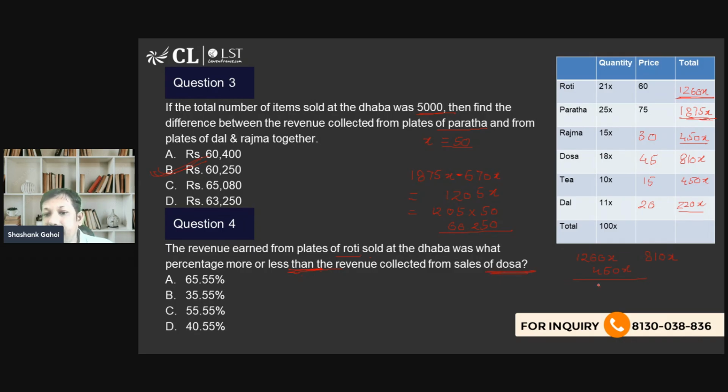So the difference is 450 upon 810x into 100, and that's my revenue difference. So x cancels out, 9 fives are 45, 9 nines are 81. So I am going to get 500 divided by 9. So this value comes out to be around 55%. So 55.55, and that's option C. And that's how we are going to get the answer in this particular question. We don't need to calculate the value of x. I can directly get my answer without actually calculating the value of x. And x is not even given, so don't bother.